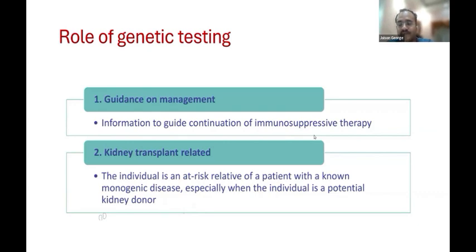So this girl was around 20 years of age. Maybe if we had done genetic testing prior to transplant, we could have avoided the donor mother, because patients with autosomal dominant Alports can develop end-stage kidney failure at later ages.